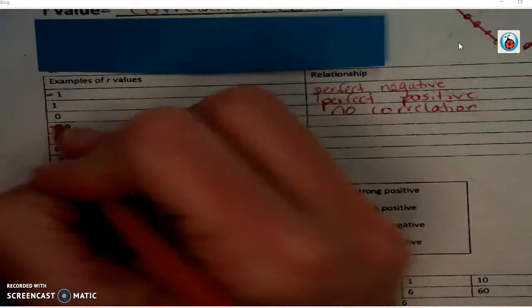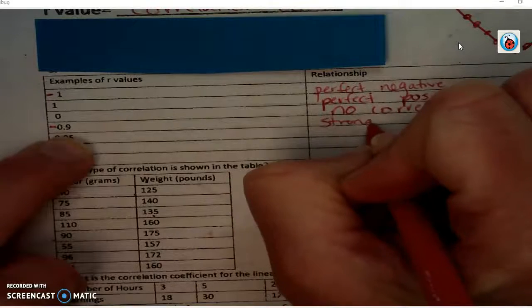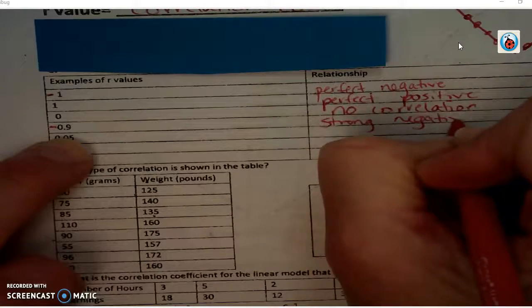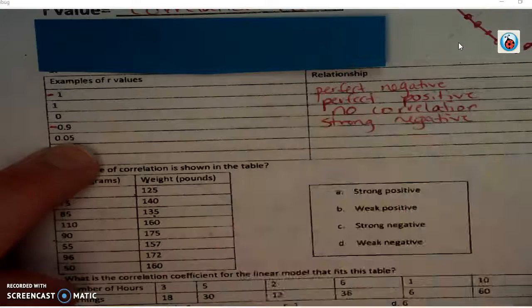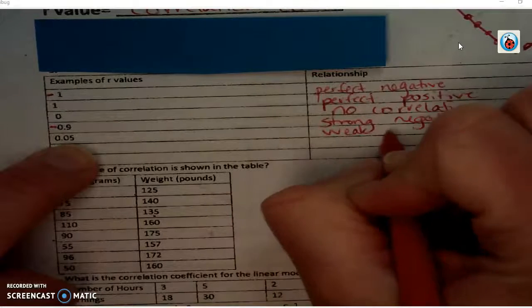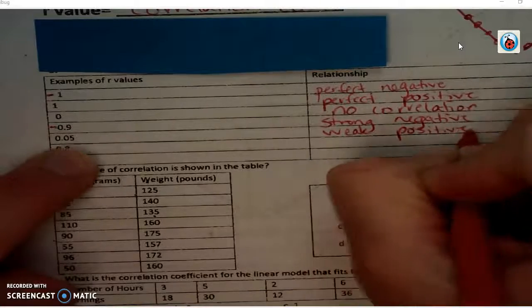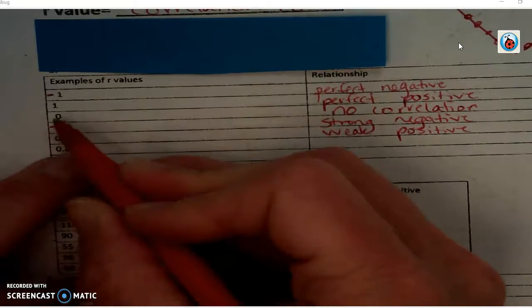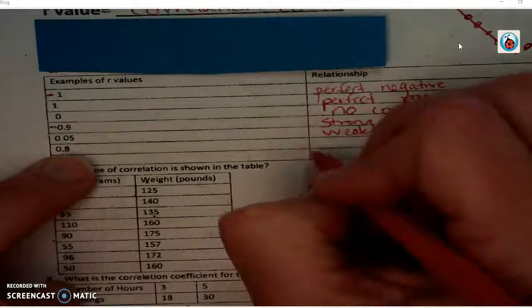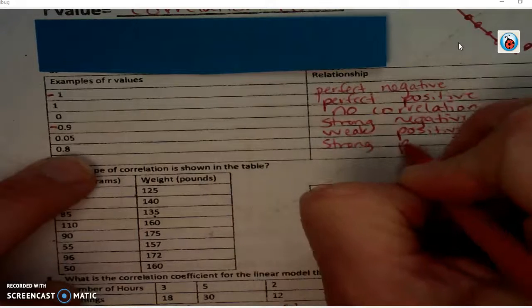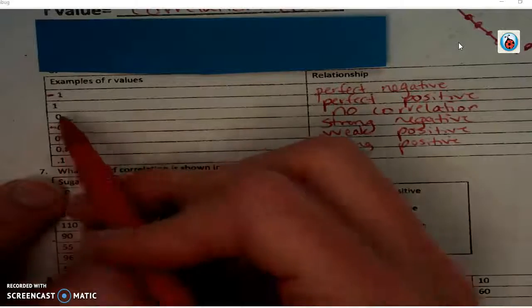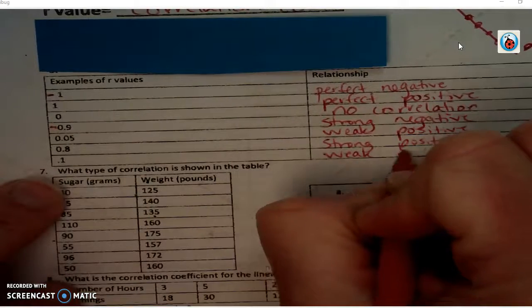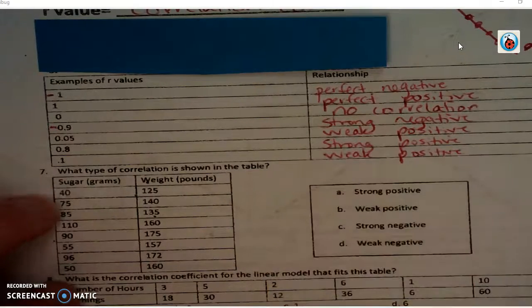-0.9 is pretty close to -1. That is very strong. So that is strong negative. 0.05 is close to 0. So that is weak. And it is a positive number, which makes it positive. 0.8, also close to 1. Anything over 0.5, I consider strong. And this one is positive. And 0.1, that's less than 0.5, it's close to 0. That would be weak. And it is a positive number.